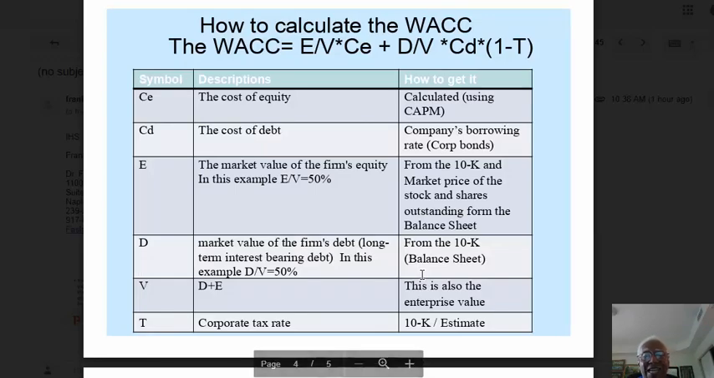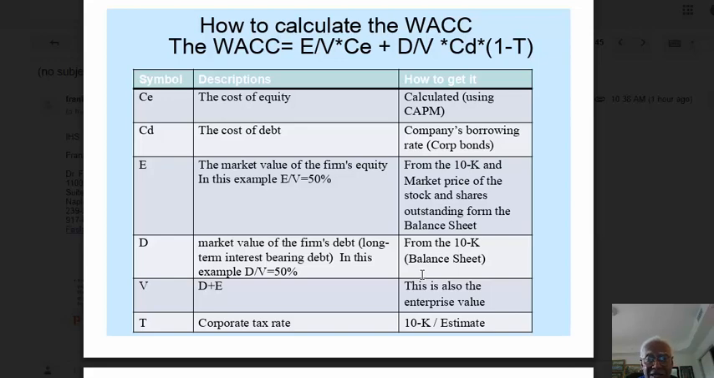This lays out how to calculate the weighted average cost of capital. It's not too intense since you know it's going to be 50-50. You're going to have to figure out the cost of equity by using CAPM. You will be given the cost of debt. I've given you the weights. You don't have to go into the 10K and figure it all out. I said it's going to be 50-50.